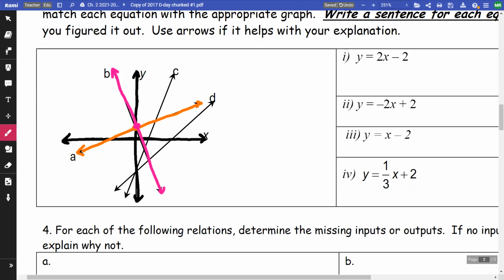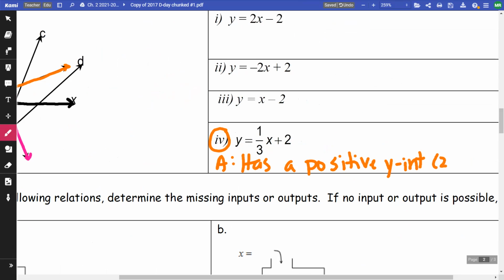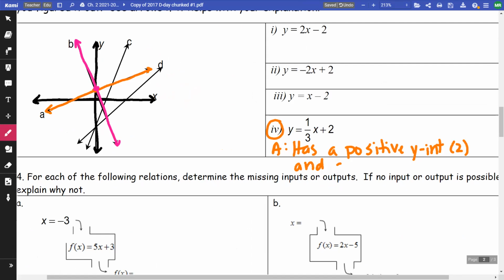Now, in both of these cases, my orange one's increasing. My pink one is decreasing. So my orange one is going to be going with number 4. So this is going to be A. Why? Because it has a positive y-intercept, and that positive y-intercept is a 2. Okay. And a positive slope. So that is the only line that has a positive y-intercept and a positive slope.